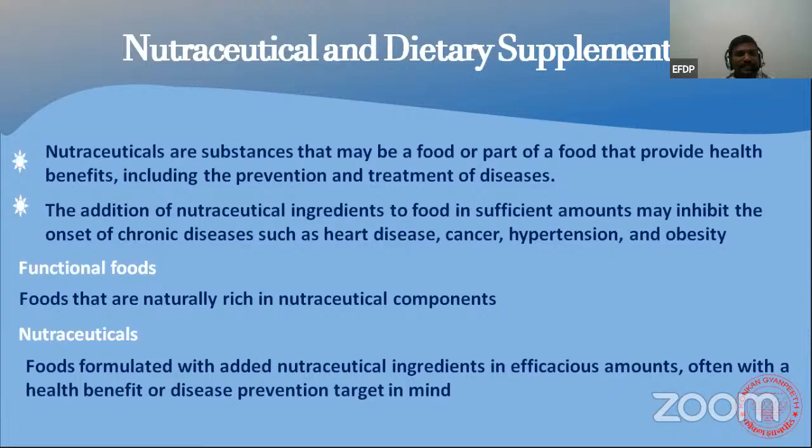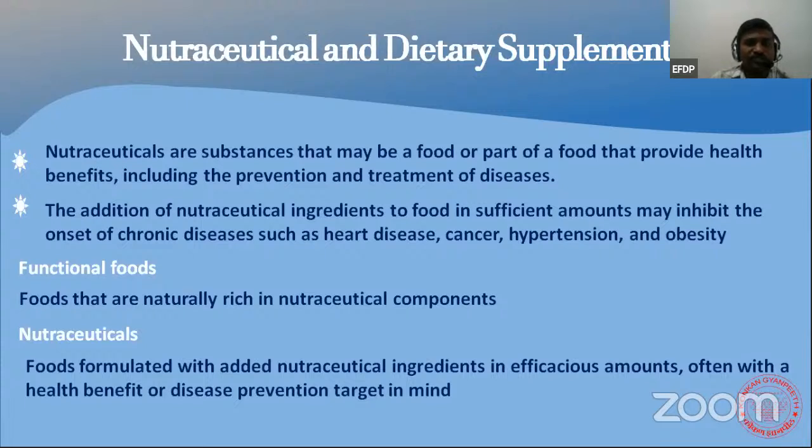Specifically, when we think about a nutraceutical ingredient, these are substances which may be food or part of the food and provide health benefits, including the prevention and treatment of disease. As we know, chronic diseases are there: heart disease, cancer, hypertension, and obesity. These are the onset of it. It may be because of digestive problems, but it has been proved that nutraceutical ingredients really inhibit this onset.